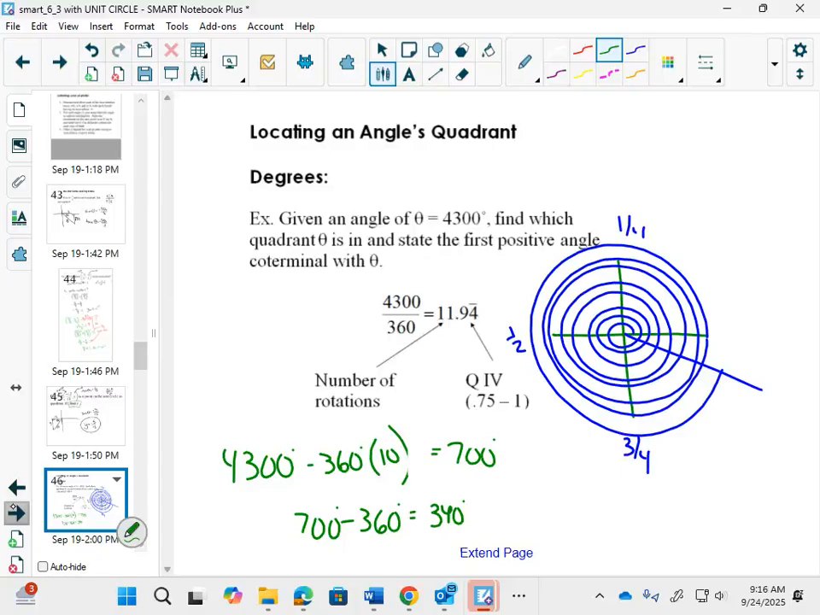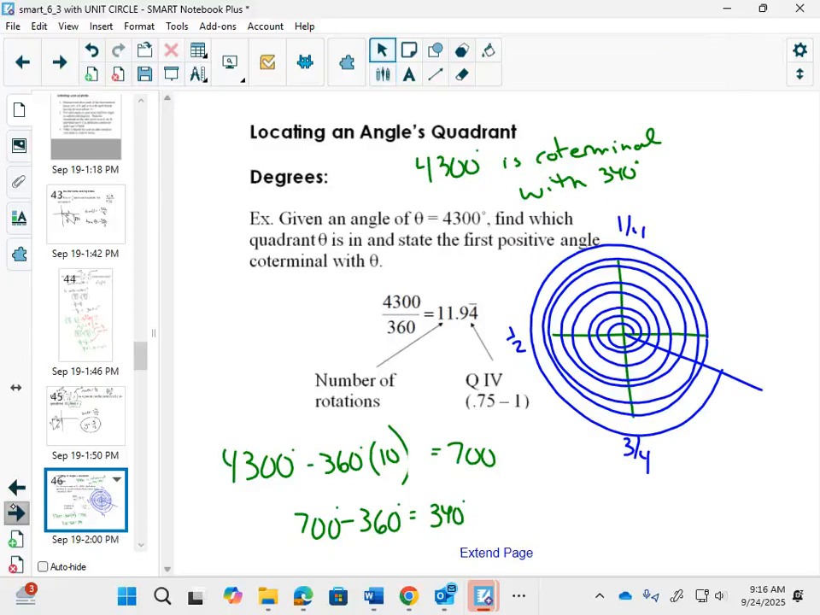The word we learned when angles end in the same place is coterminal. So we could say that 4,300 degrees is coterminal with 340 degrees, and 340 degrees, I can see mental math-wise that that ends in quadrant 4. So this dividing is really nice if you have a calculator, but what is it?